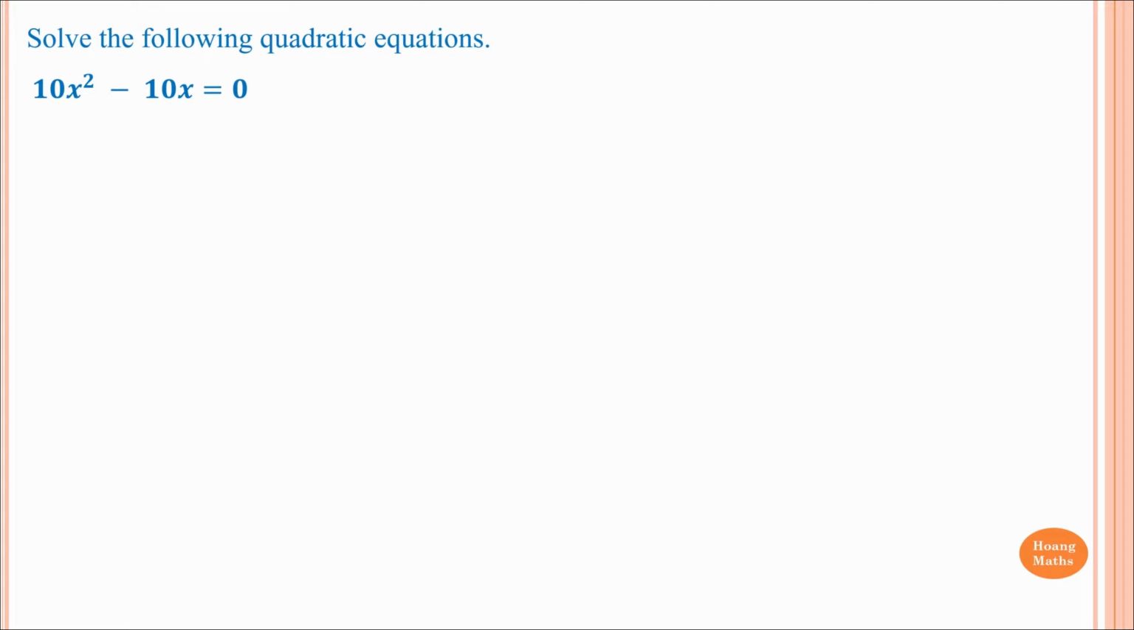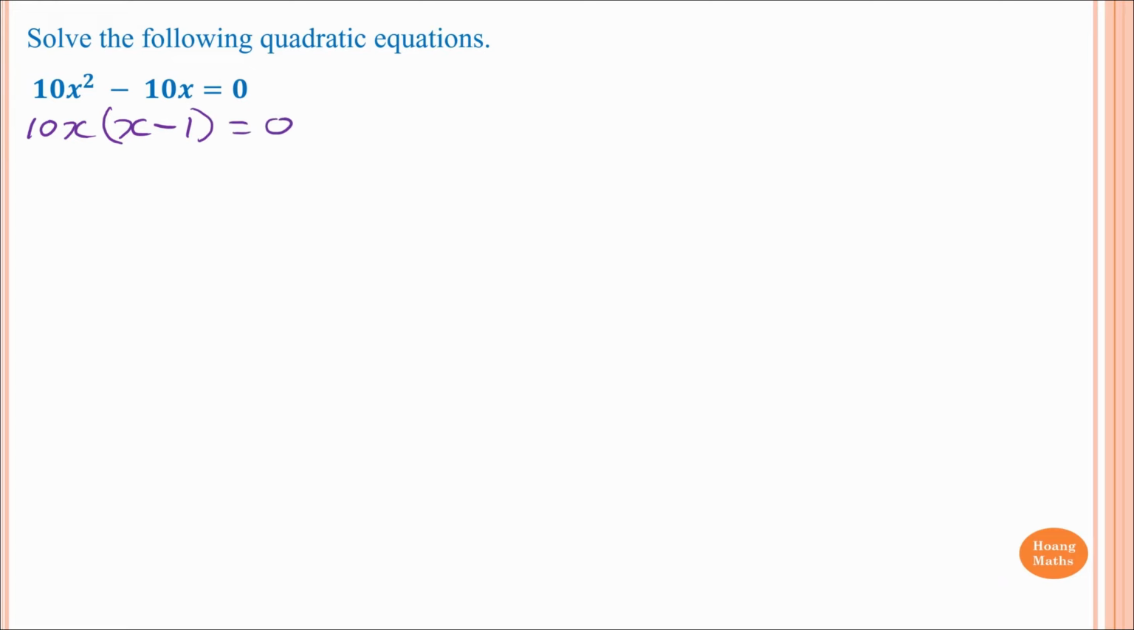First one. The common factor for the numbers is 10, so we take the 10 out. And for the letters, this is x squared and x, so the common factor is x. So I take the x out. Bracket. Now 10x squared divided by 10x, the 10 cancels out. x squared divided by x leaves x. Minus 10x divided by 10x is 1. So negative 1 is equal to 0.